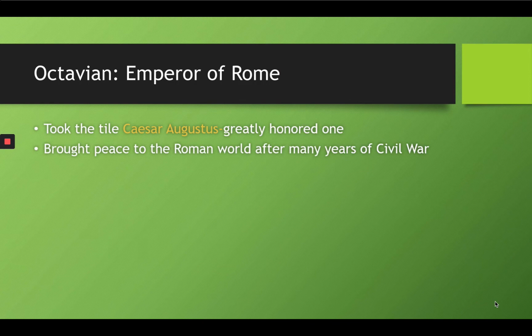And Octavian being the sole leader of Rome actually doesn't turn out to be such a bad thing in some people's eyes, because after many, many years of civil war and people losing families and losing farms and losing money, Octavian's able to bring peace to the Roman world.